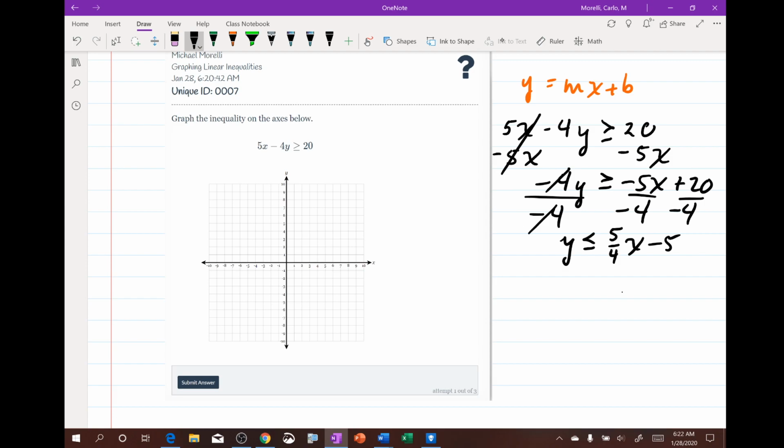And the way we would do that is we would go down to -5. It's going to be a closed-in dot here because it's less than or equal to. And then we use the slope, rise over run, to go up 1, 2, 3, 4, 5 over 1, 2, 3, 4. Okay? So what we're looking at is to put in a solid line, because it's less than or equal to, and then because it's less than, we're going to shade below that line. So this is what we want to put into Delta Math.